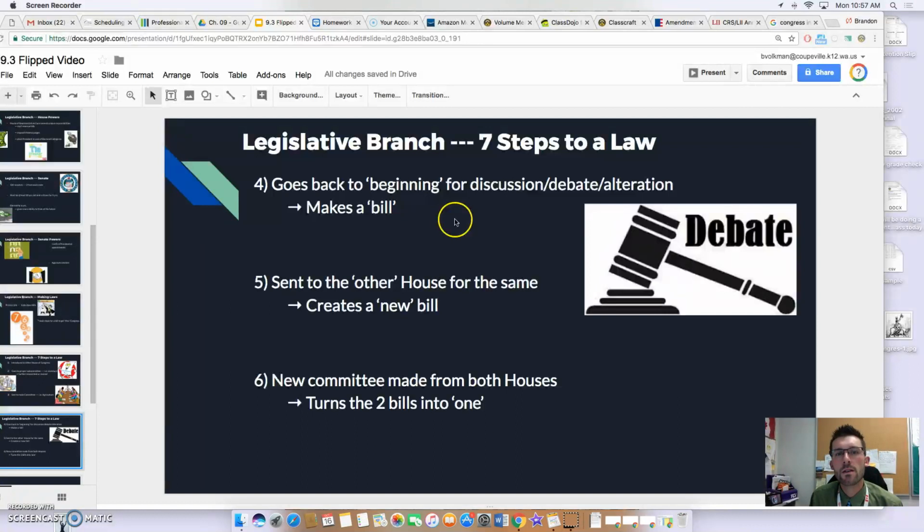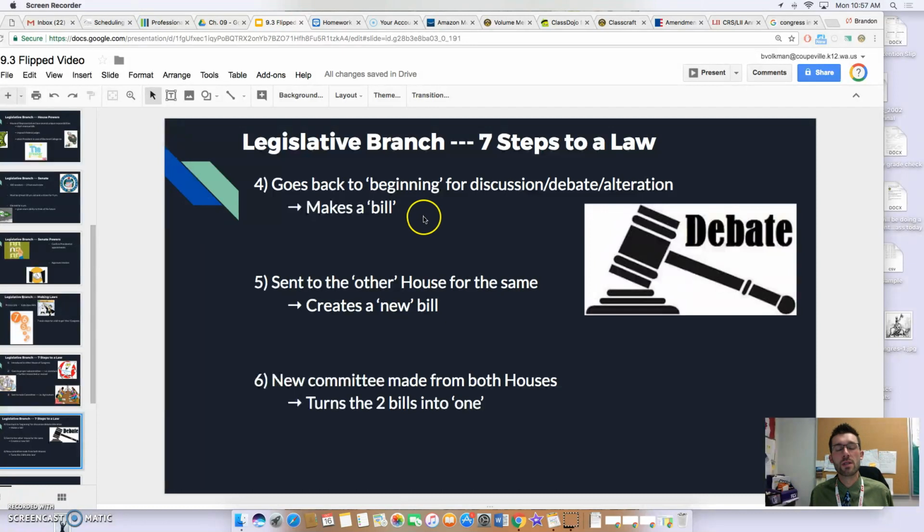So after the committee goes through and talks about the bill and makes its alterations and changes, the bill then goes back to the House where it was first started. So if the bill started in the House of Representatives, after the committee talked about it, it'd go back to the House. And then that House would make its own changes and alterations to the bill. So you'd have this brand new bill.